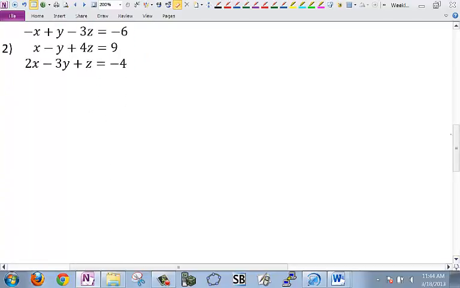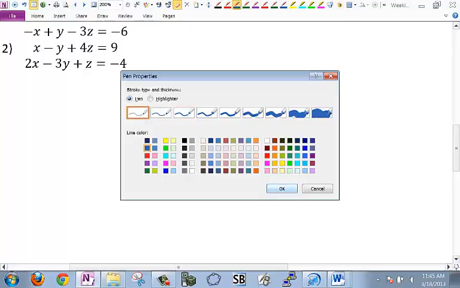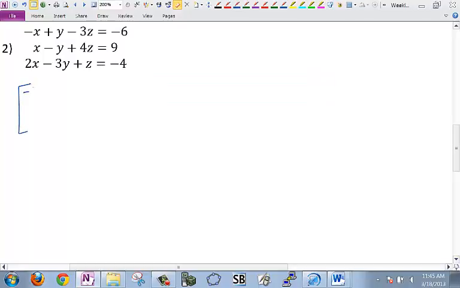Number 2 is a 3-variable 3-equation system, and these are all linear. So then all of those patterns can be true. It's either going to be one solution, no solution, infinitely many points on a line, or infinitely many points on a plane. And this is the one that ends up having one solution. I picked some really nice numbers here, so it turns out the row reducing on this was really easy. So you go -1, 1, -3, -6, 1, -1, 4, 9, 2, -3, 1, -4.